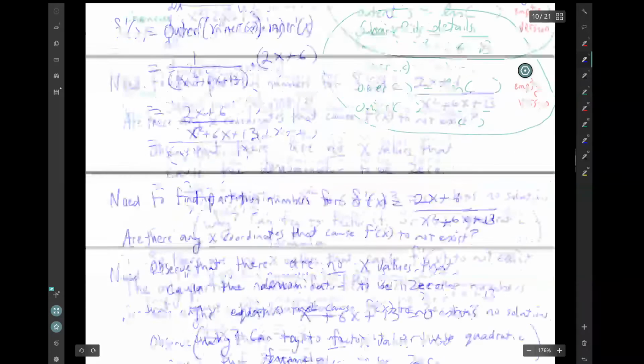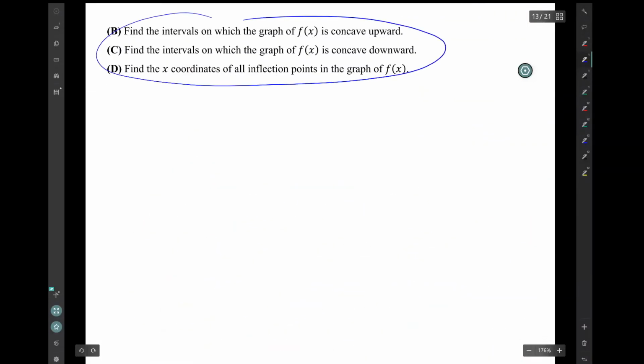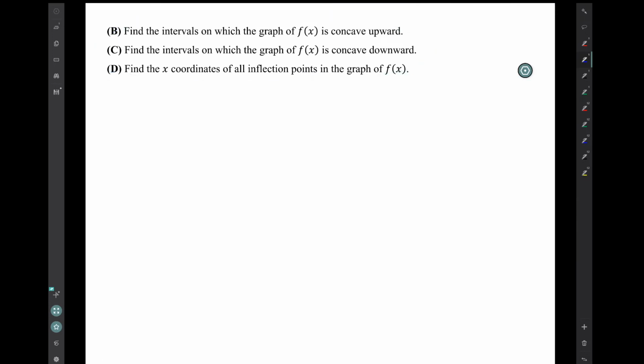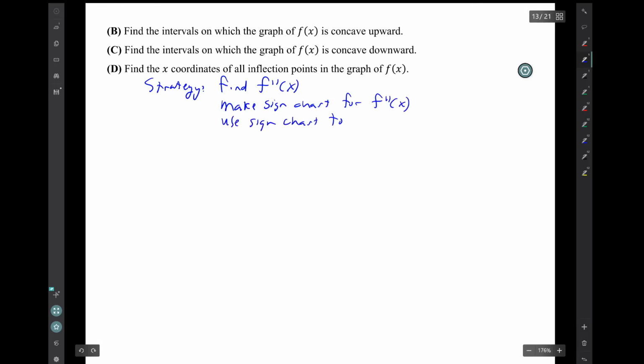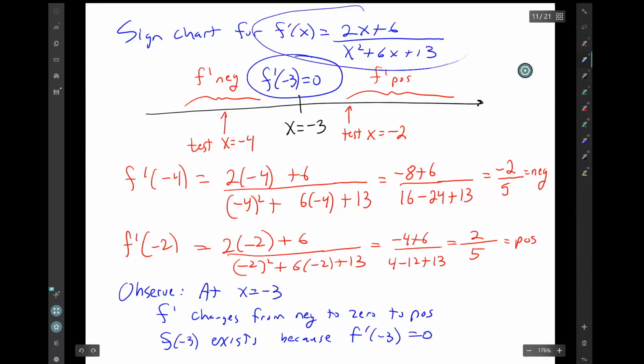Now question B is to find the intervals on which the graph of f is concave up or concave down, and find the x-coordinates of all the inflection points. So our strategy here is to find f double prime, study the sign of f double prime, and reach these conclusions. Well, f prime was this function, 2x plus 6 over x squared plus 6x plus 13. So f double prime will be the derivative of that.